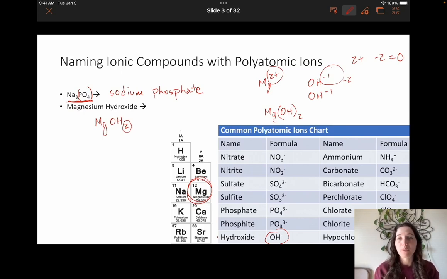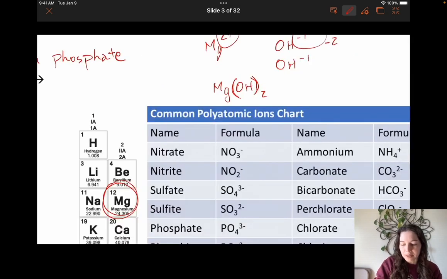I'd also recommend when you're writing these ions to put your polyatomic ions in parentheses. It's going to help you A, see them, and B, know where these little numbers are being applied.